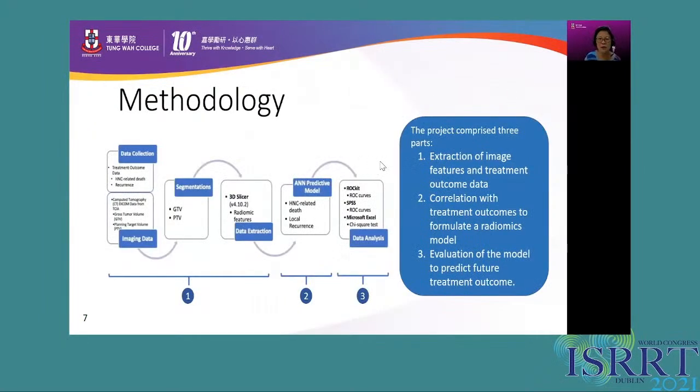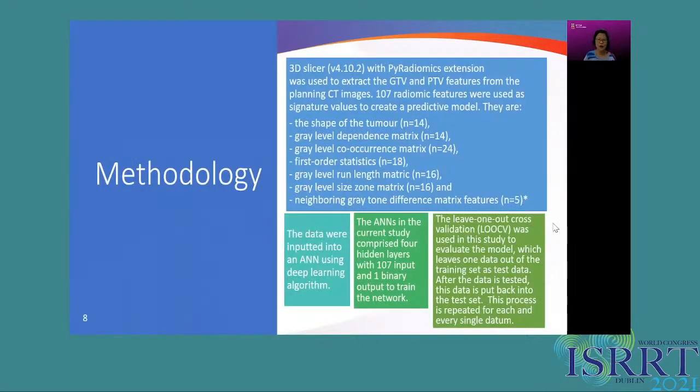So the method goes like this. First of all, the image features are extracted from the data that we collected on the GTV and PTV. And then correlation of the treatment outcomes was done to formulate our radiomics features like here. And then we evaluate the model to see if it fits for the purpose. And then we use 3D Slicer with PyRadiomics extension to extract the GTV and PTV features. Altogether, 107 radiomic features were used to create a predictive model. You can see these features below here.